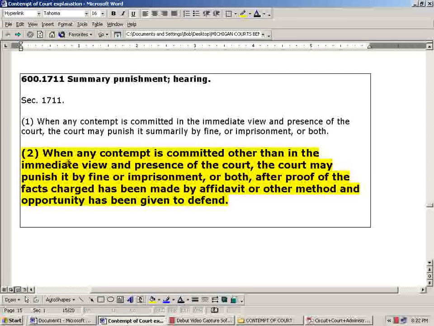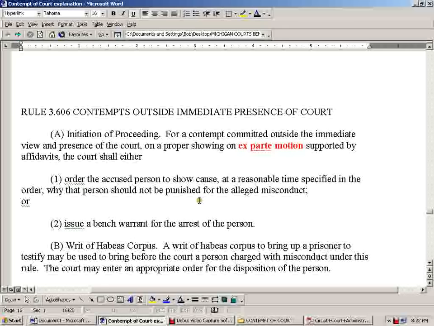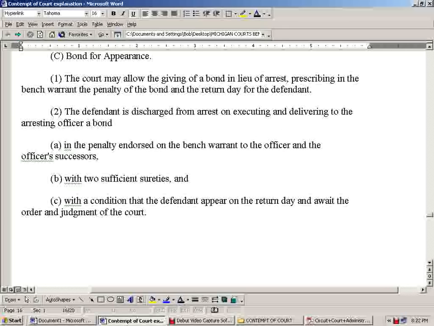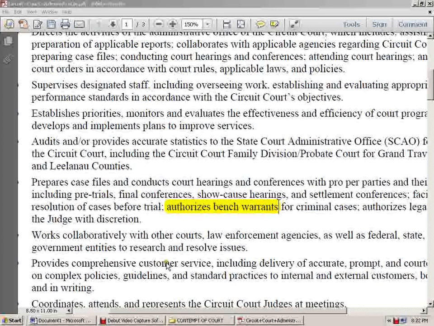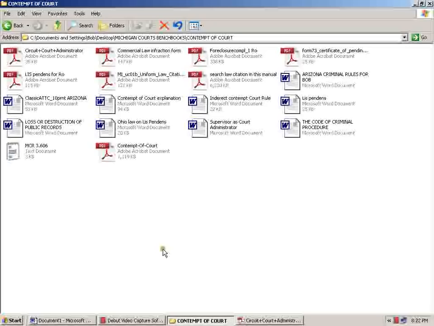When any contempt is committed other than in the immediate view and presence of the court, the court may punish it by fine or imprisonment, or both, after proof of the facts charged has been made by affidavit or other method and opportunity has been given to defend. Okay. You got the idea, right? Ex parte motion with an affidavit for contempt of court. So let's look at some examples.